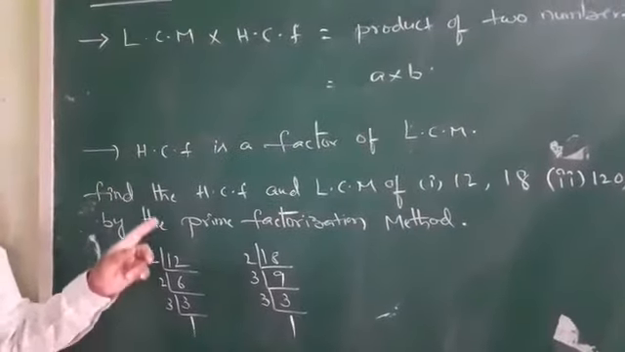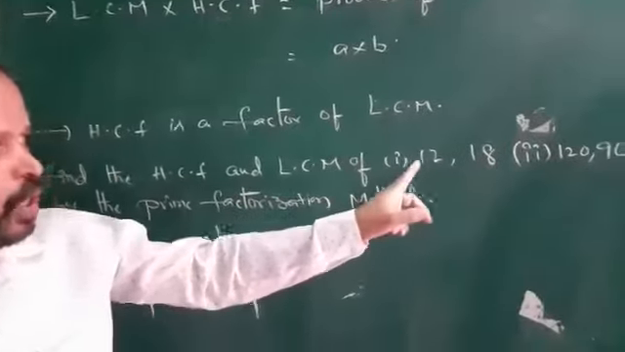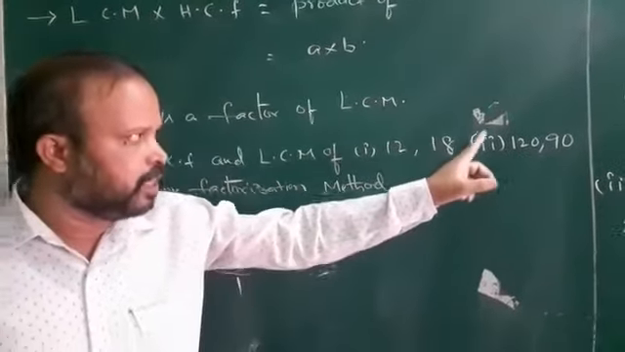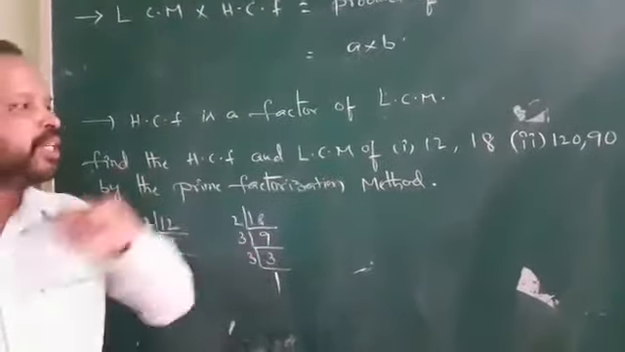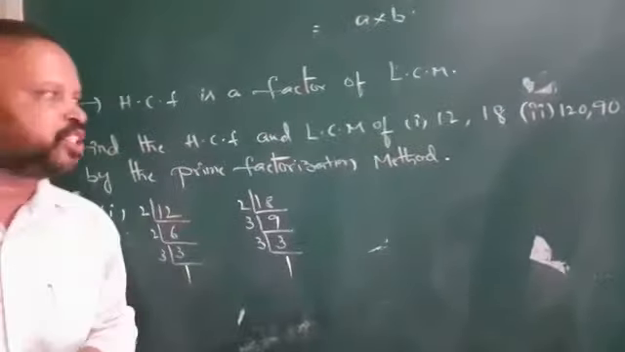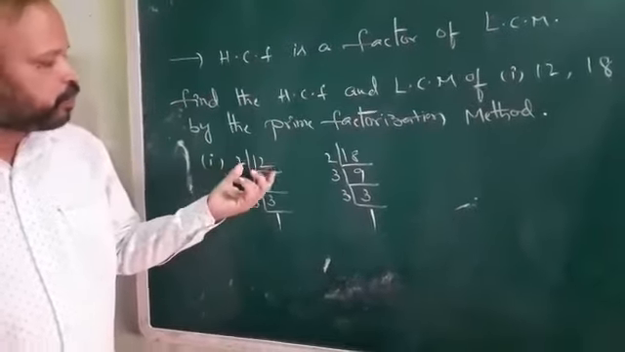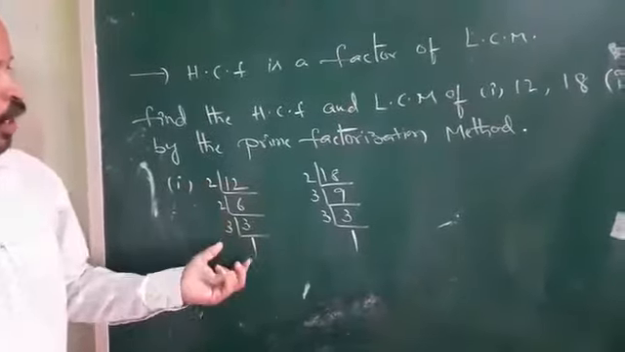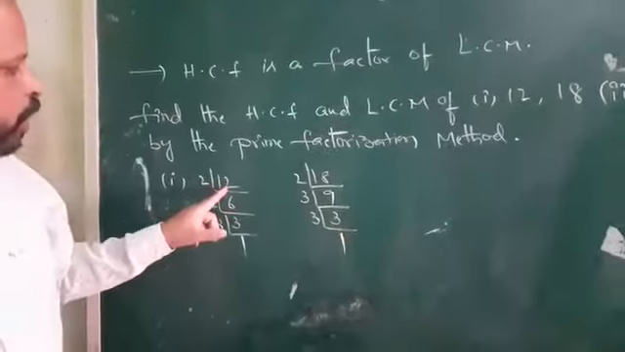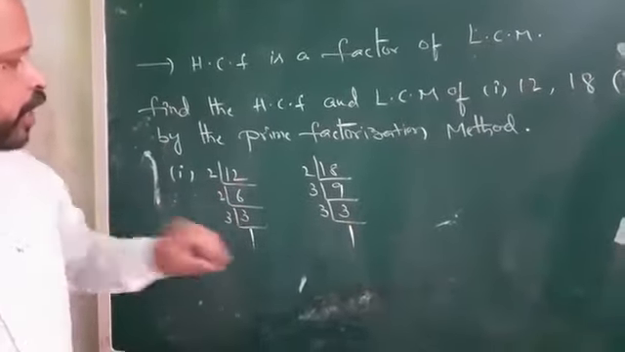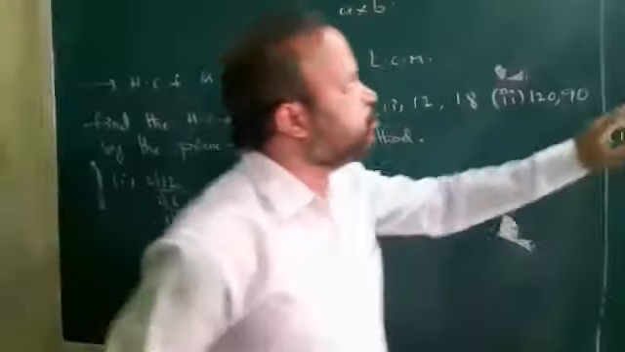Here is an example problem. Find the HCF and LCM of 12, 18. The second one, 120, 90, by the prime factorization method. Prime factorization method means each number can be written as a product of its prime factors. Already you know. So here 12 is equal to 2 square into 3, and 18 is equal to 2 into 3 square.